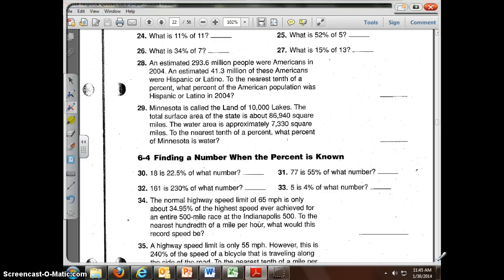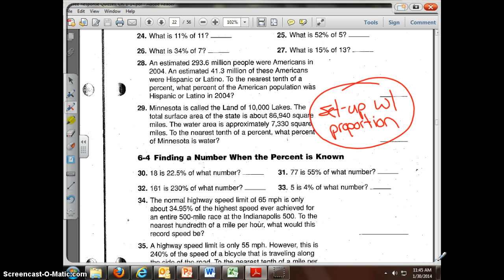I would like you to show me how you set up this problem. Actually, I want you to show me the setup of this problem with a proportion. So you are setting this problem up using a proportion. So you're setting one ratio equal to another ratio and then solving for the variable. So I need to see the setup in a proportion format. Again, the setup in a proportion format, and I need to see your work on how you solve for your variable. Okay, which looks like what percent of Minnesota is water.